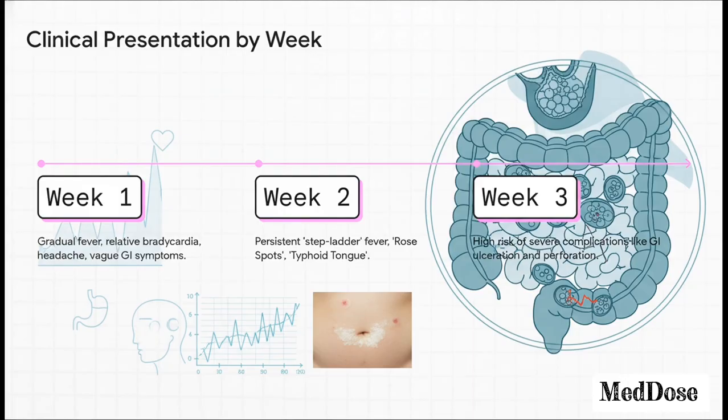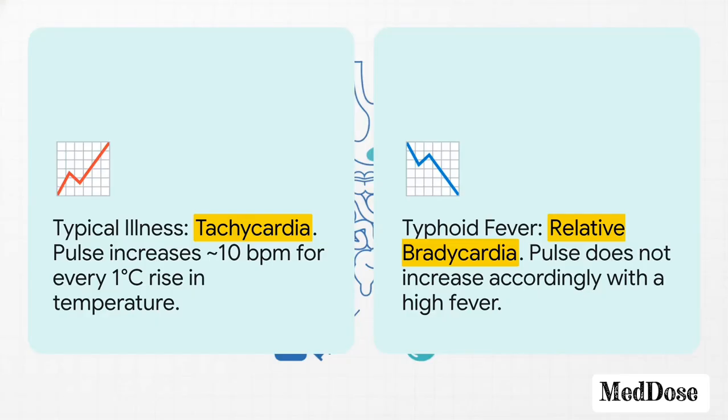Then in week 2, the fever is high and persistent, and this is when the classic signs pop up: rose spots on the abdomen and a coated typhoid tongue. By week 3, things can get really serious. This is when the risk for major complications, like the Peyer's patches actually perforating, is at its highest. Okay, I really need you to lock this in because it's a favorite exam question.